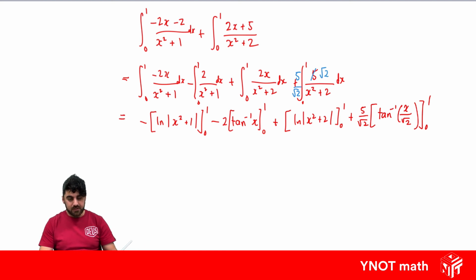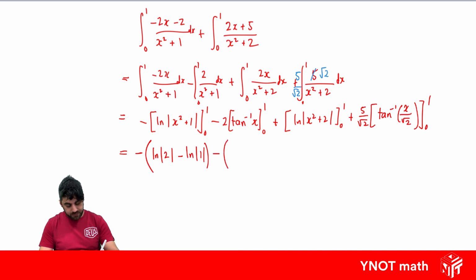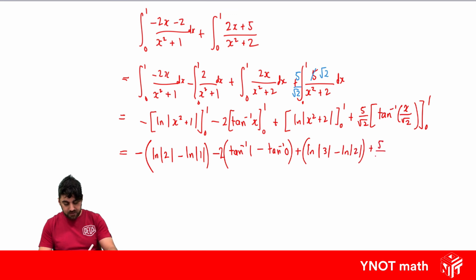Then evaluating all of these with the 1s and the 0s, we're going to get minus ln absolute value of 2, minus ln absolute value of 1, minus 2 outside of the inverse tan of 1 minus the inverse tan of 0, plus ln absolute value of 3, so subbing in 1, minus ln subbing in 0, absolute value of 2, plus 5 on root 2 inverse tan of 1 on root 2 minus inverse tan of 0.